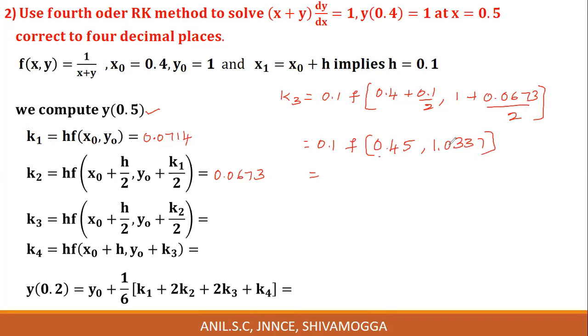Now use the definition f of x comma y is equal to 1 over x plus y and calculate. K3 is 0.0674. That's right. Correct. Now we find K4.